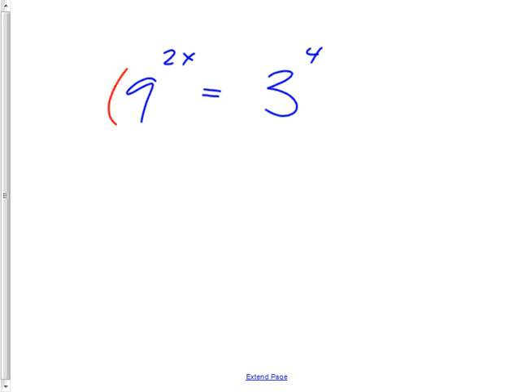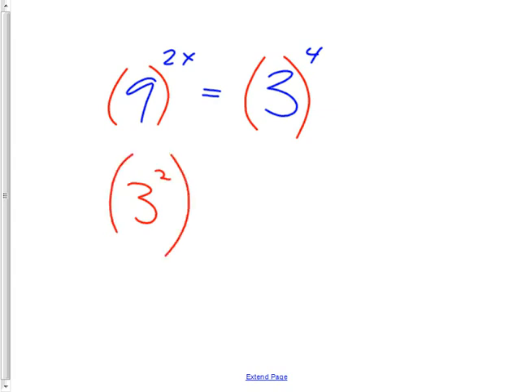9 to the 2x equals 3 to the fourth, let's say. All right. So if I'm going to take these and make them the same base, I have to replace the 9 with something. What could I do? I could replace the 9 with 3 to the something that has to equal 9. What is 9? 3 to the second. See, I'm just replacing the 9 with a 3 to the second.